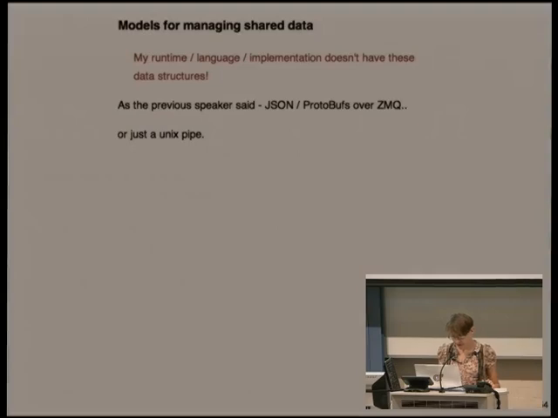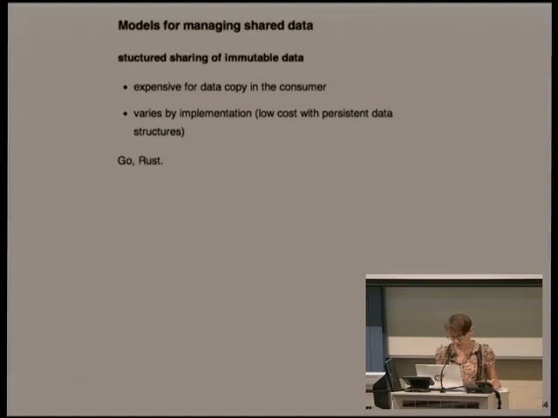As the previous speaker said, 0MQ is really nice. Sending JSON or protocol buffers over that, or just over a pipe or something like that, is a really good way to architect things in this way, even if your language doesn't really support this. And you can even have in-process ZMQ buffers or queues, where all the data will actually stay in your process and it's just a way to manage things that happen within your program. You can have structured sharing of immutable data, which is really the nicest thing you could possibly do.